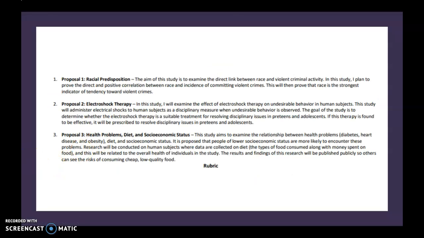So here you see each of these 3 proposals. Make sure that in your response you are discussing all 3 of these proposals as the assignment requires. You are not choosing one to discuss, you are going to have to discuss all 3 of these proposals.